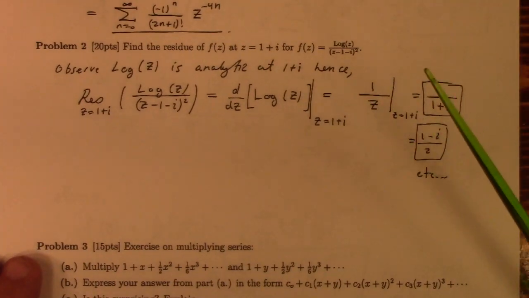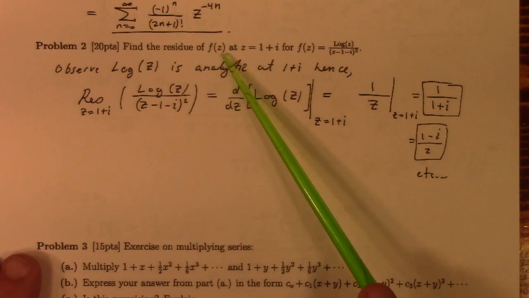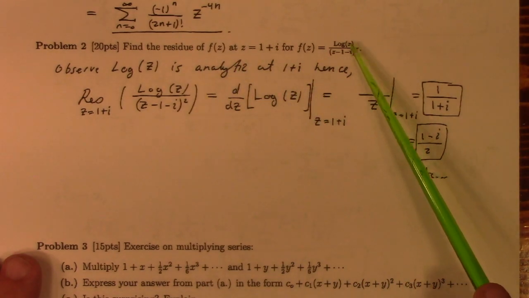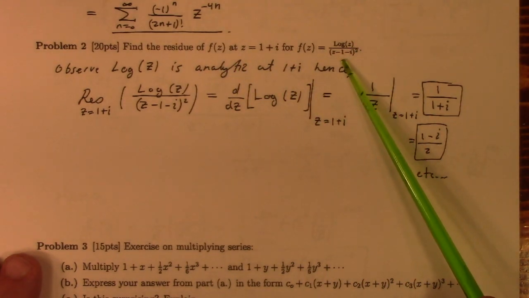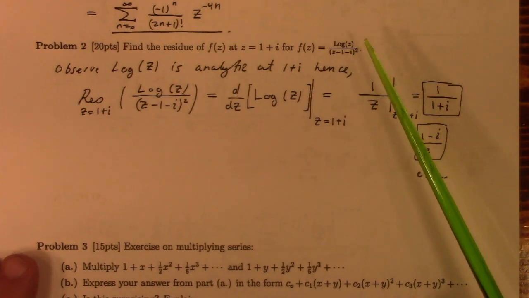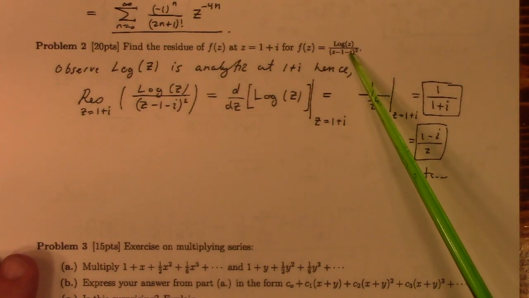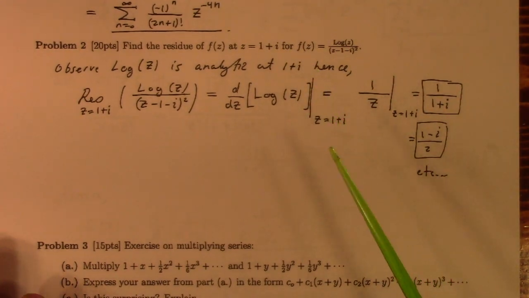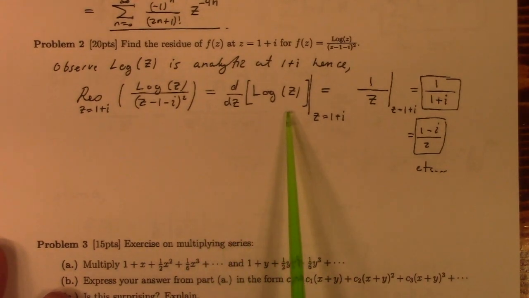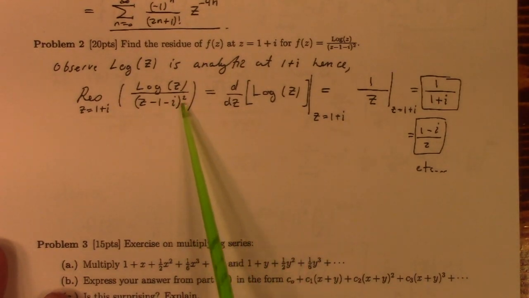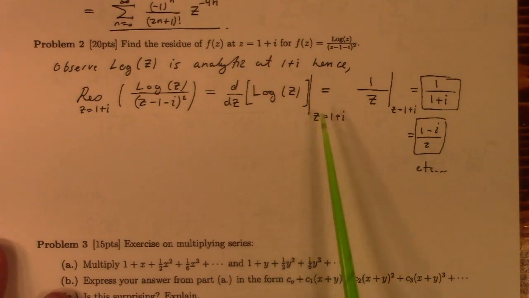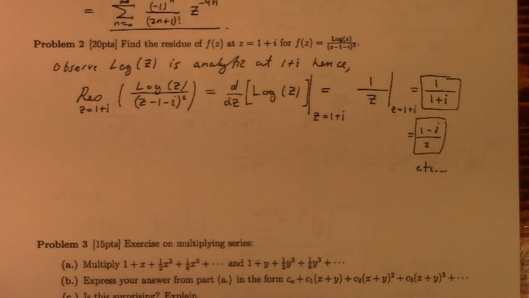Problem 2, find the residue of f of z at 1 plus i for log z over (z minus 1 minus i) squared. So that's a double pole because log z is not singular there. And so we can use rule 2 basically, which I do here. And there it is. Piece of cake.